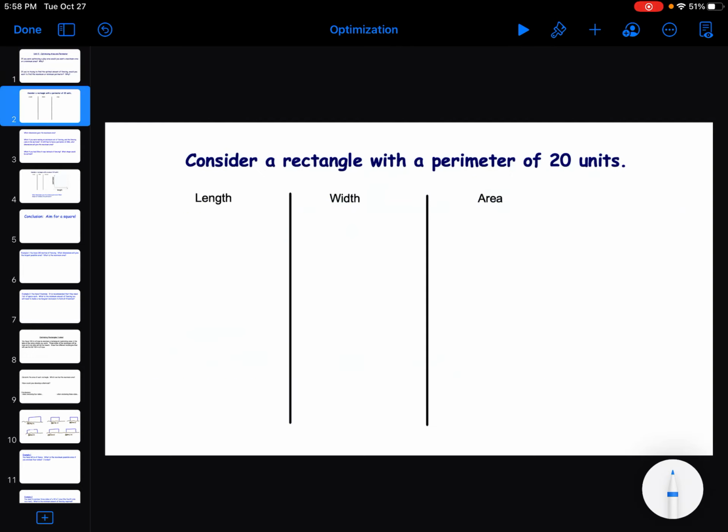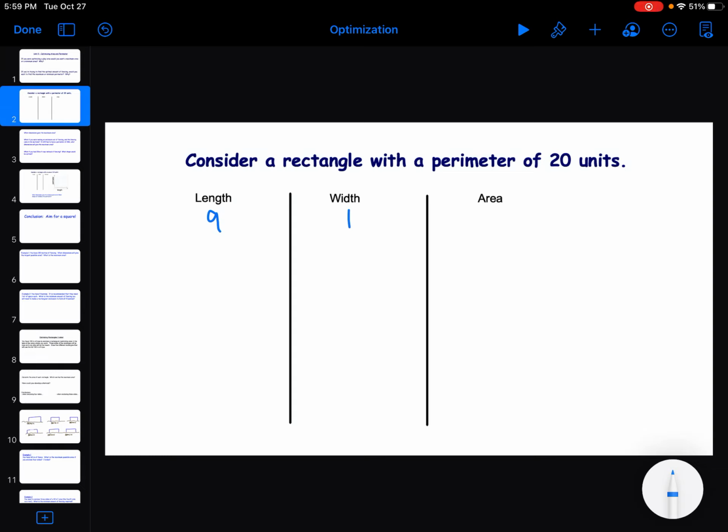So if we considered the rectangle that we have here, we've got 20 units of perimeter, and we're going to find the length and area. Well, if I start with something like 9, let's just use whole numbers. 9 and 1, that would be 10.